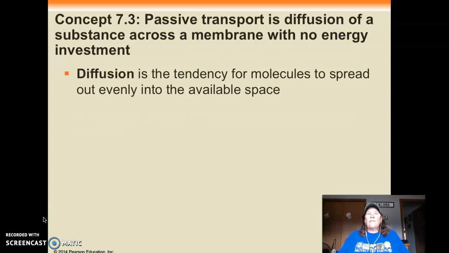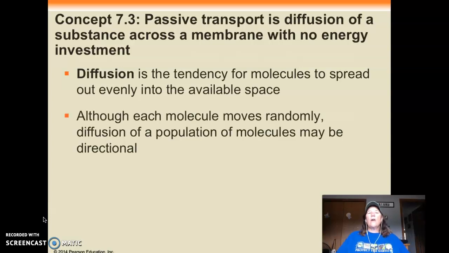Now, when they move stuff, they move it a couple different ways. There's passive transport. It's just like diffusion. And diffusion is a natural thing, it doesn't require energy. Diffusion is molecules tending to spread out evenly. If you put a bottle of perfume in a corner of a room, pretty soon the whole room will smell like that perfume because those molecules want to spread out as far as they can. So that's a naturally occurring thing. It doesn't take energy for it to happen. Although each molecule moves randomly, for some reason they do just like to spread out as far as possible, okay?